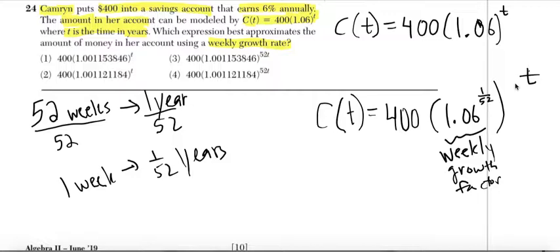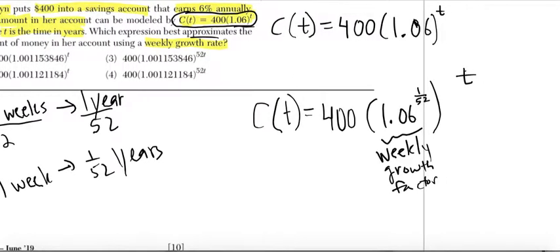We're using C of t. C of t is just one function. The equation should not be any different from this. It should be equivalent, and it should approximate. So if I have a growth factor of 1.06 to the 1 over 52, that's not going to cut it, because it should still give me 1.06 to the t, where t is the number of years.